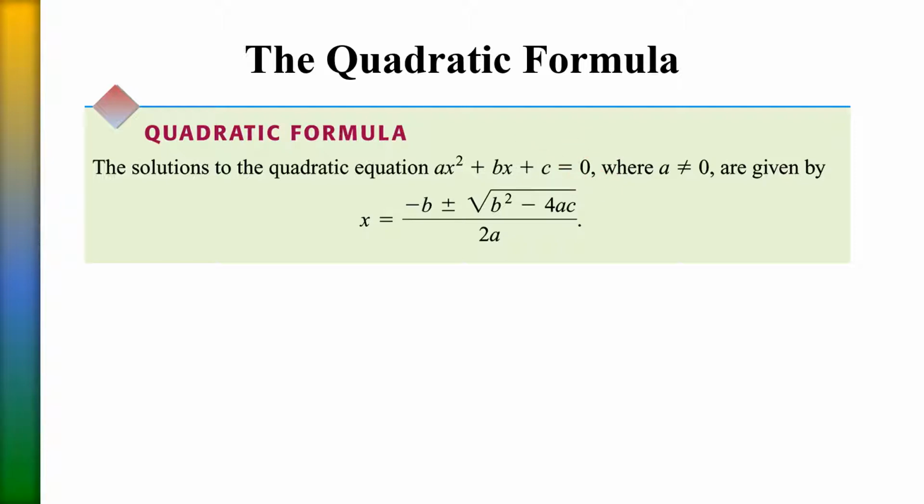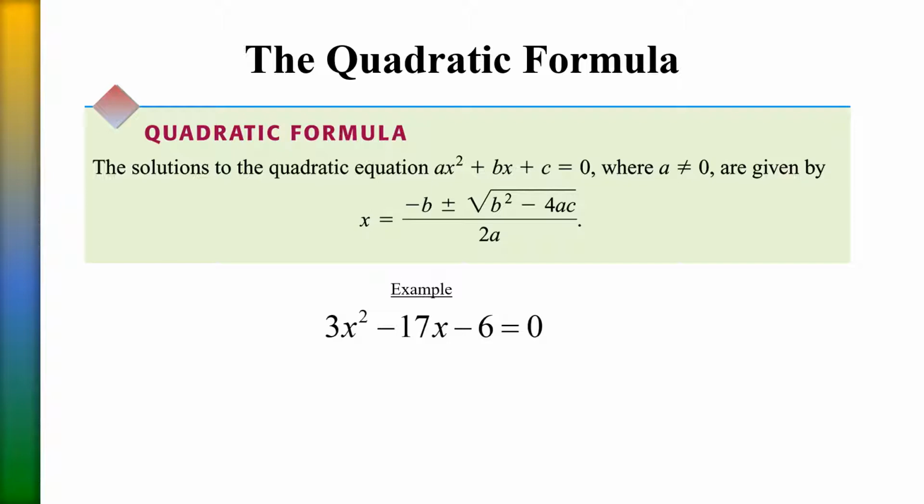The reason for that is because we're going to assign values to the variables a, b, and c. The coefficient of the first term, the x squared term, we call a. The coefficient of the second term, the x term, we call b. And the coefficient of the last term, the constant, we call c.